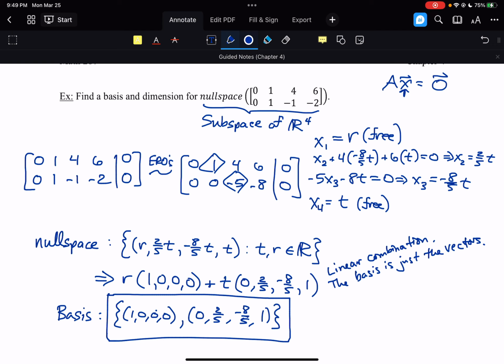So this set of vectors span everything in the null space, and they are LI with each other. Now you cannot use one to create the other. And again, they span the entire null space. So this is a basis for that null space. And it asks for the dimension as well. There's two vectors in the basis, so the dimension is 2.